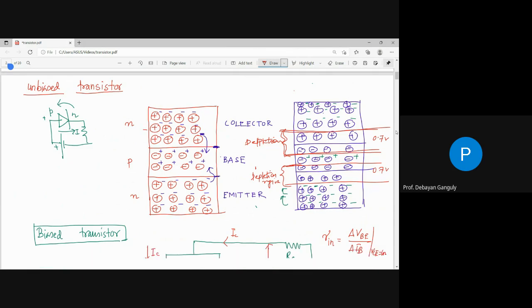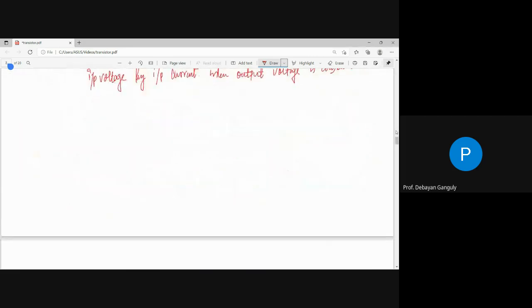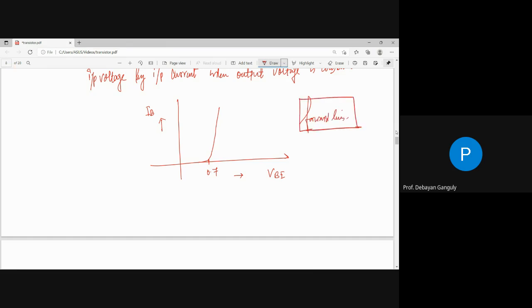That's why if we draw the input characteristics of the circuit, it is simple. This is the input current, this is the input voltage VBE. Up to 0.7 volt I am not getting any current, and after 0.7 volt I am getting the current, like that. This is simple as a forward bias characteristics curve. Forward bias diode যেটা পড়েছিলে, that is simple as a forward bias.